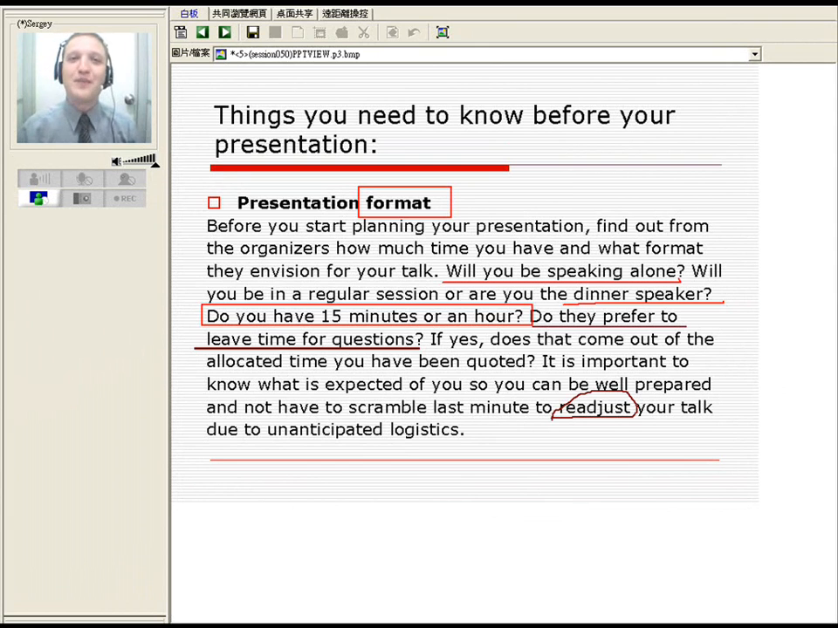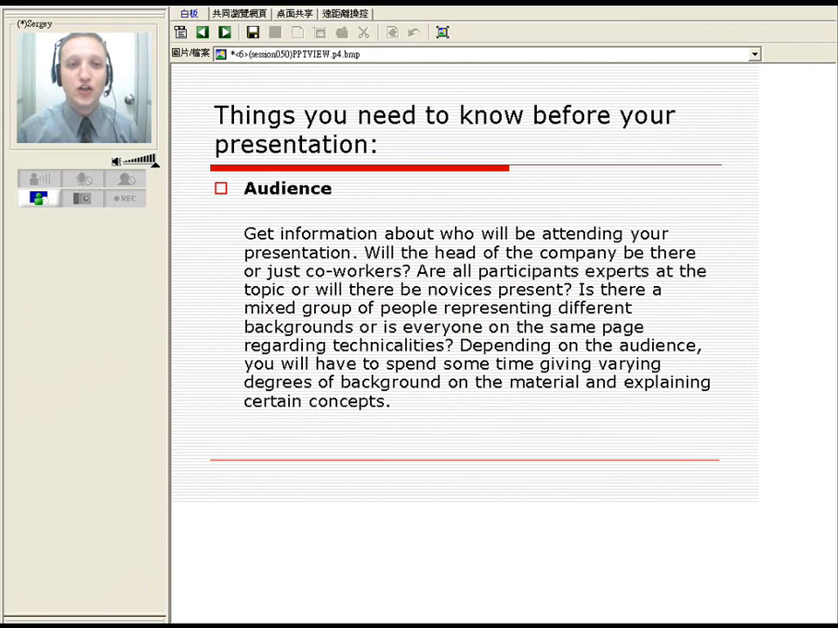Adjust your talk. That means that maybe you need to change it a little bit. The next step is, of course, people you are going to talk to. Or in English, we call it audience. Audience are the people who are going to listen to your speech. Now, of course, if you have a chance, you can first get some information about those people.